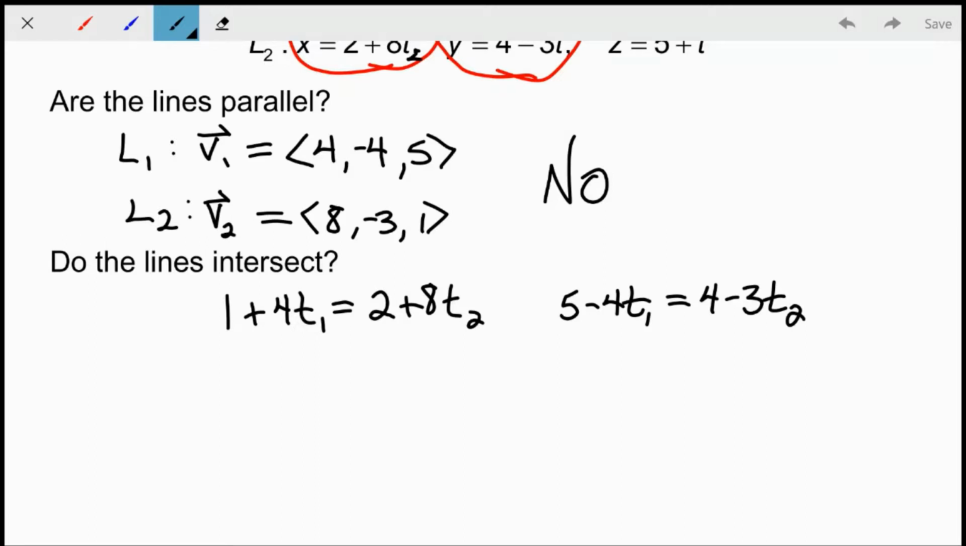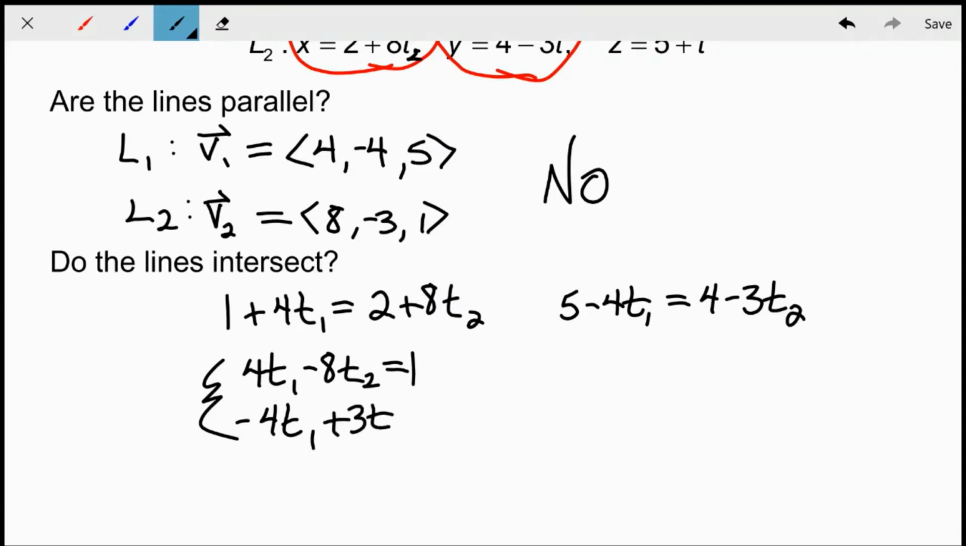So I've got, if I rewrote this first equation, I would have 4t1 minus 8t2 is equal to 1. The second equation I could rewrite as negative 4t1 plus 3t2 is equal to negative 1. Okay, so a 2 by 2 system of equations. I'm not going to go through all the steps here, but you would get t1 is 1/4 and t2 is 0. Okay, so we got the t1 and the t2 values.